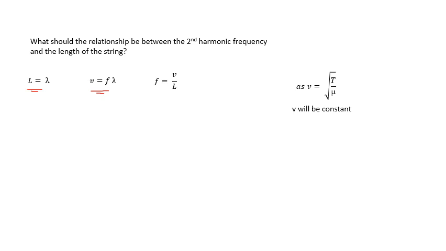In this experiment, both of them will be constant, therefore V will be constant. So if V is constant, then F is inversely proportional to L. So we should find that this frequency is inversely proportional to L. So F is proportional to 1 over L.